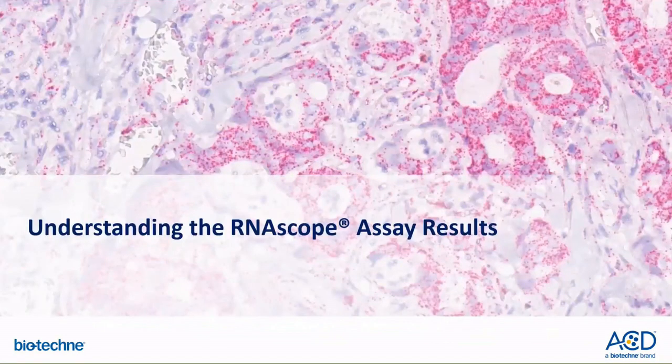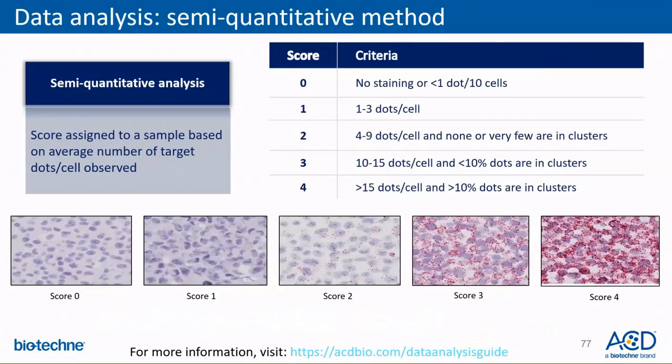We have so far talked about how the technology works and the various assay workflows. Now let's discuss how to analyze the assay results. RNAscope staining can be quantified by manually counting the number of dots per cell. This is also known as the semi-quantitative scoring method. With this method, a score of 0 to 4 is assigned based on the average number of dots per cell. We have a guideline document on our website that you can download that describes the different methodologies to quantify your results. If you have further questions, please contact technical support for recommendations.